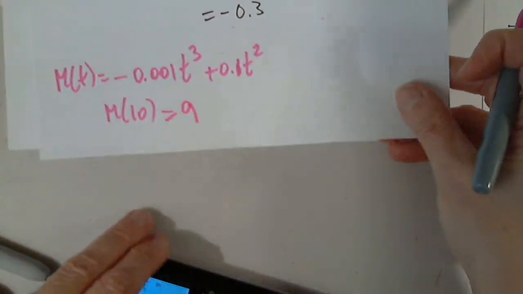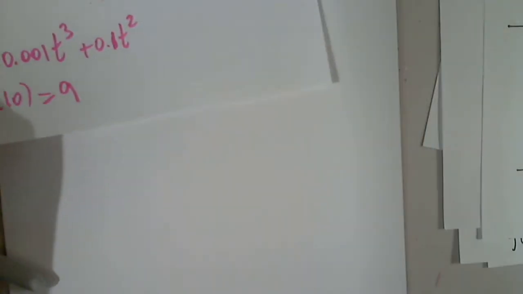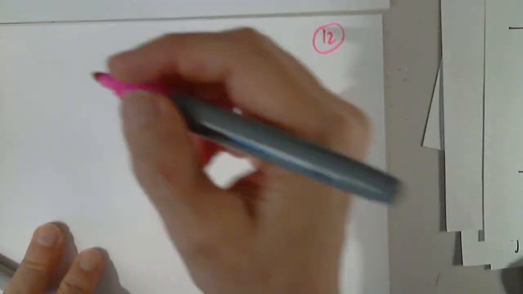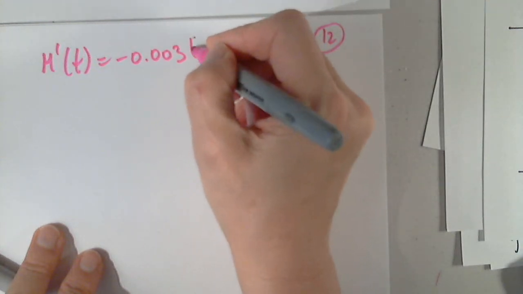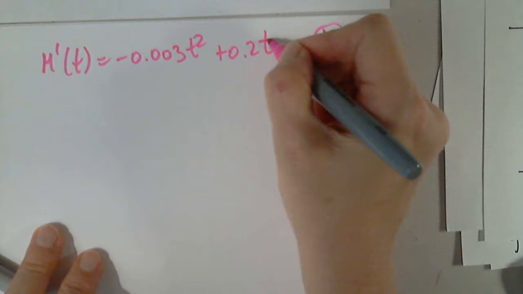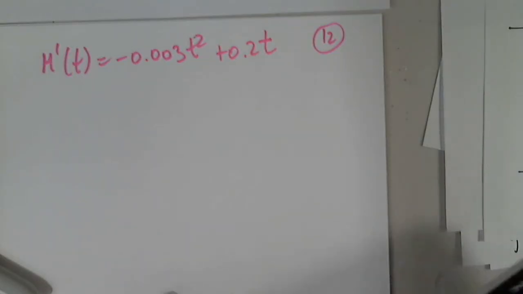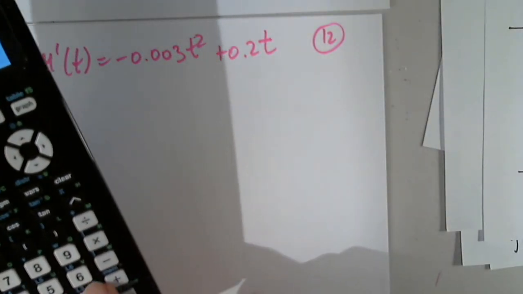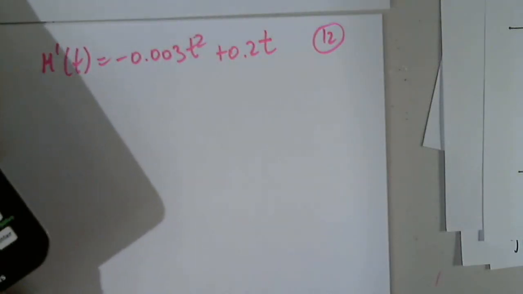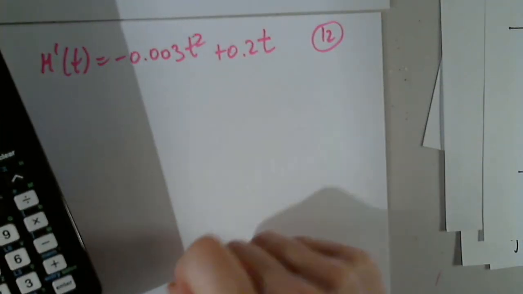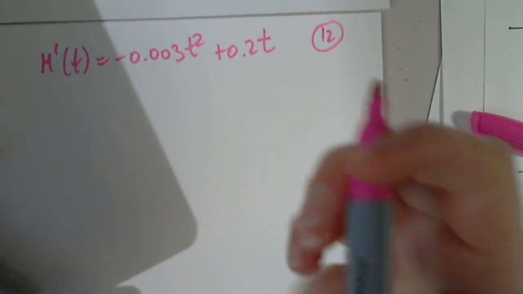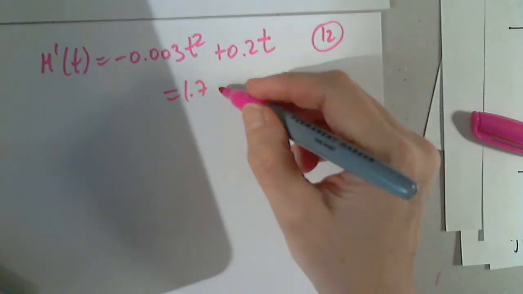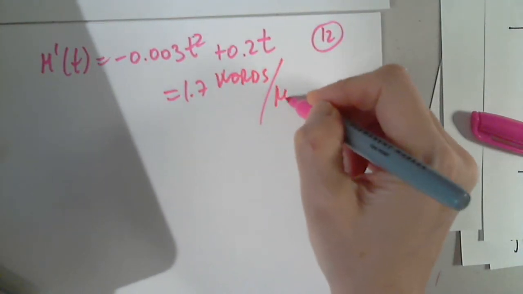But the rate of change after 10, right? So the rate of change is m prime of t, which will be negative 0.003 t squared plus 0.2 t. And what are we asked to plug in? Also 10? Yeah, I think so. It was 10. Okay. Sure. So 1.7. And that is words per minute.